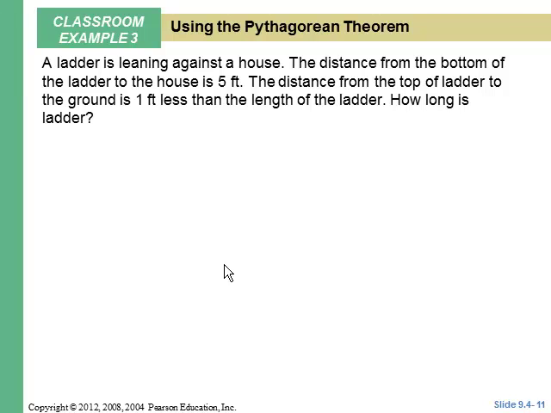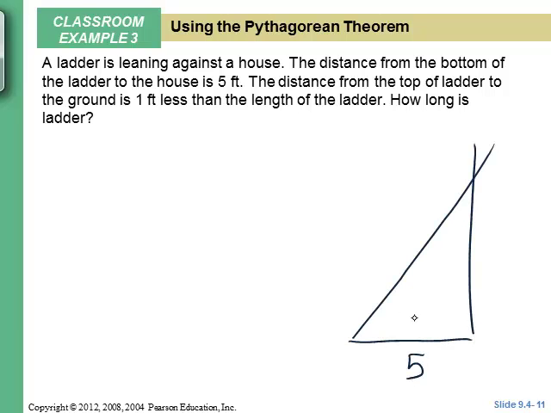Okay, Pythagorean theorem. A ladder is leaning against a house. The distance from the bottom of the ladder to the house is 5 feet. The distance from the top of the ladder to the ground is 1 foot less than the length of the ladder. Okay? How long is the ladder?